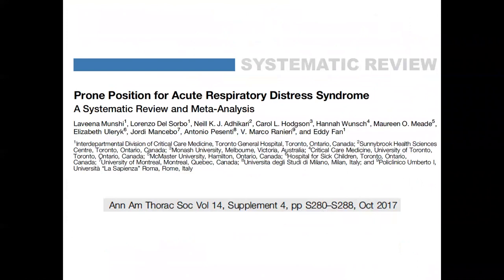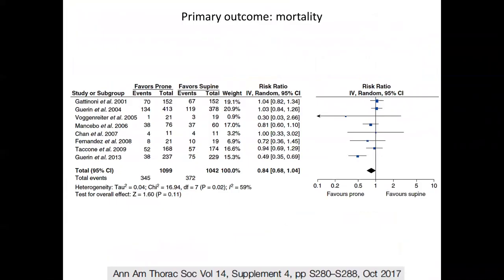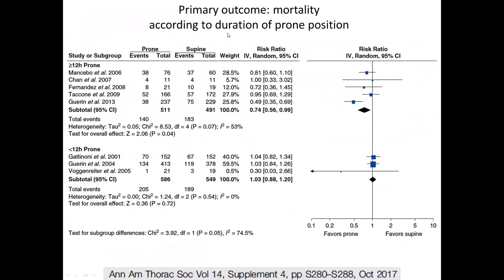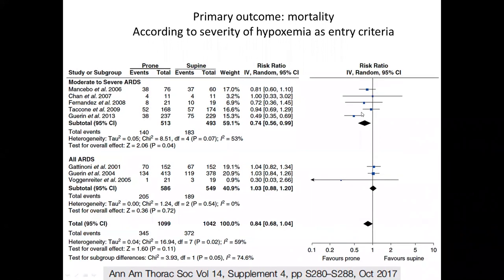So again, in the systematic review that Lavina Manche wrote and performed to support the guidelines on mechanical ventilation in ARDS, looking at all the studies, the effect is not quite completely statistically significant. But if you consider only studies that applied prone positioning for at least 12 hours, this signal becomes very significant. And if you include the severity of hypoxemia as an entry criterion, so only patients with PF ratio less than 150, this is also significant.